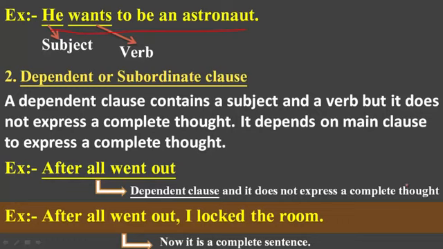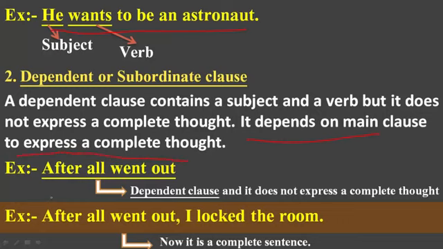Here, he is called a subject and wants is a verb, and it expresses a complete thought. Second one, dependent or subordinate clause. A dependent clause contains a subject and a verb, but it doesn't express a complete thought. It always depends on a main clause to express a complete thought.